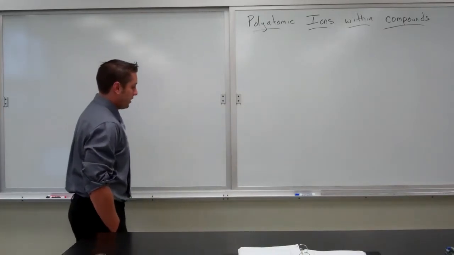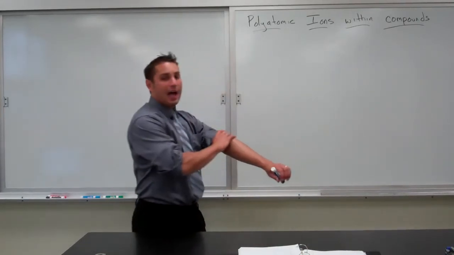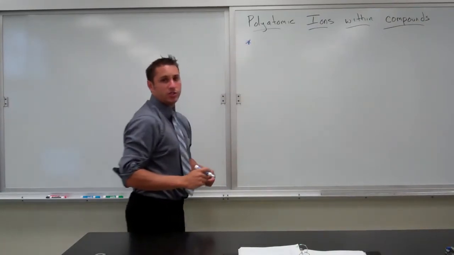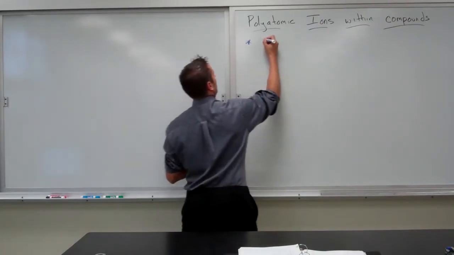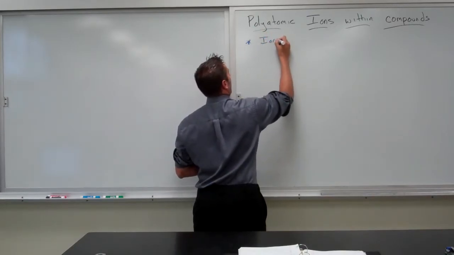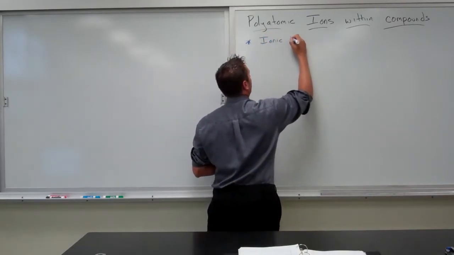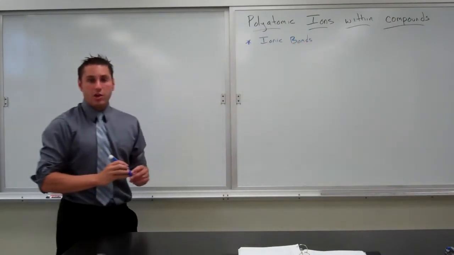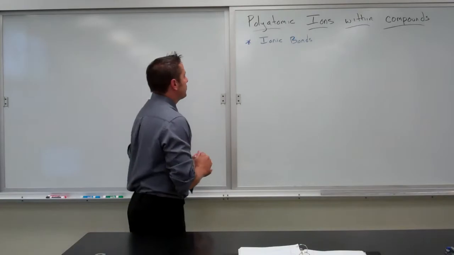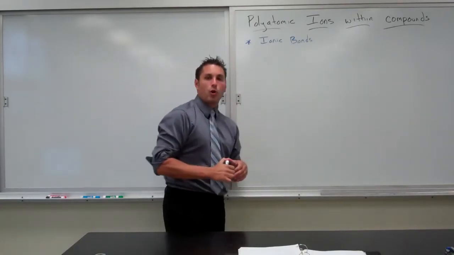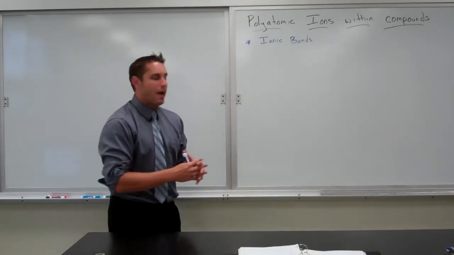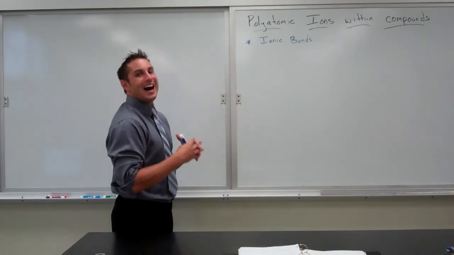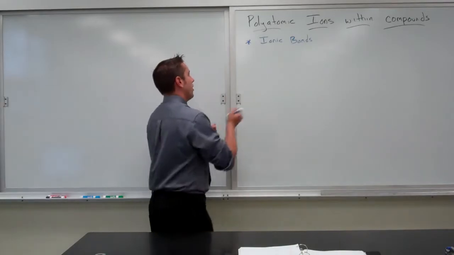Well, the first thing you have to realize about polyatomic ion compounds is that they are exclusively ionic bonds. The polyion may be covalently bonded, but you have to realize that when a polyion forms with a nonmetal or a metal, it's going to lead to an ionic bond, a transfer of electrons.